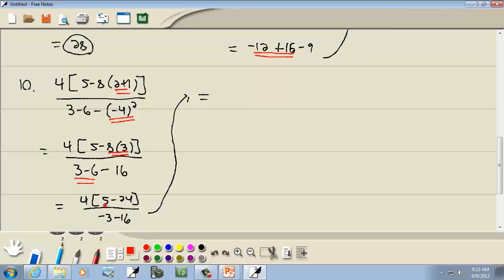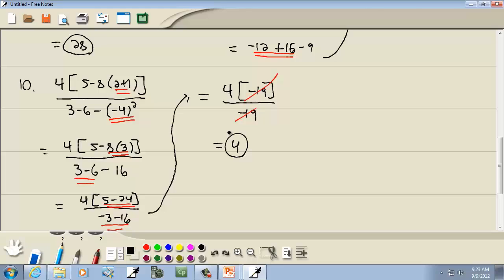Okay, back up on top. We're still doing what's inside the brackets, and there's only one thing left, so we'll do that. And down below there's only one thing left there. Well, 5 minus 24 is negative 19. And negative 3 minus 16 is negative 19. Now I could finish the top part, take 4 times that, but I see something that jumps out at me here. We have 4 times negative 19, and we have negative 19 down here. Those negative 19s are going to cancel, and that'll give us 4.